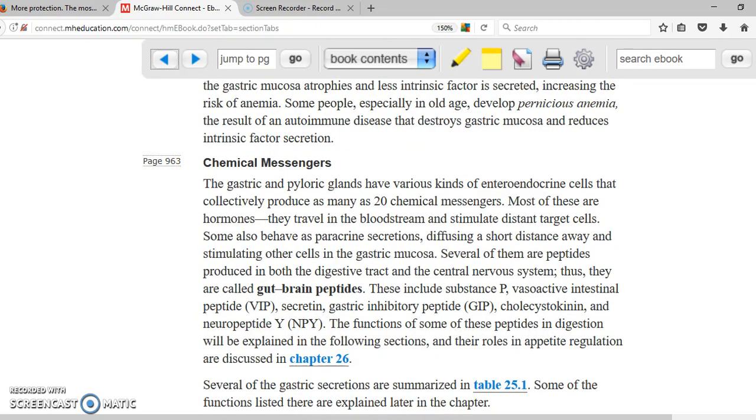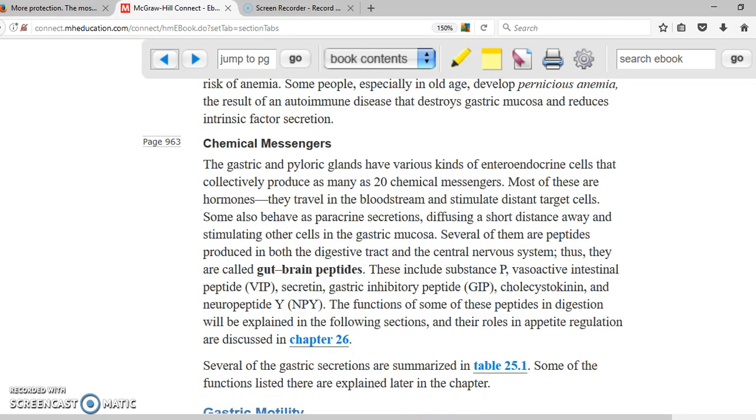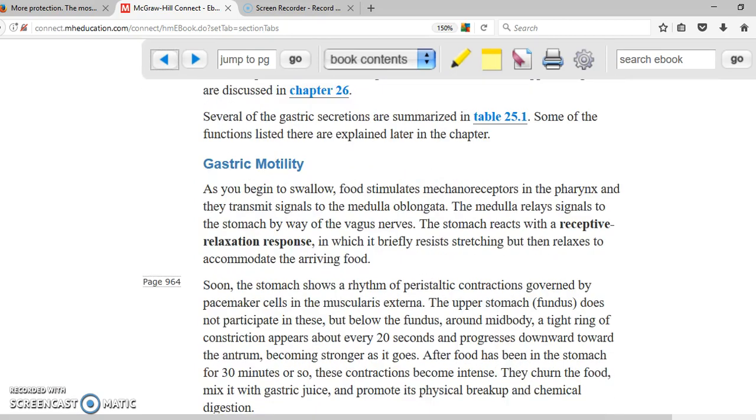Chemical messengers. There are some other chemical messengers in the stomach. Some of them are going to be the vasoactive intestinal peptide, VIP, okay, secretin, GIP, gastric inhibitory peptide. Gastric motility.